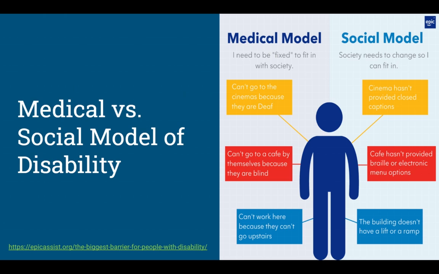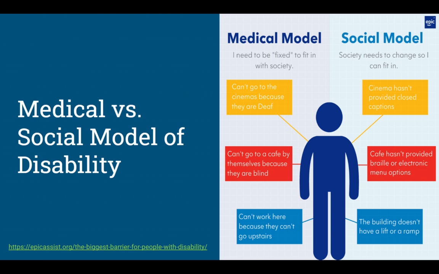The medical model would say this individual can't go to a cafe by themselves because they are blind, where the social model would say the cafe hasn't provided braille or electronic menu options. The medical model would say this person can't work at a certain place because they can't go upstairs, but the social model would say the building doesn't have a lift or a ramp. So in the social model, the building is the problem, or the cafe is the problem, or the cinema is the problem because they need to better adapt to the needs of their public. And the public includes individuals with disabilities.